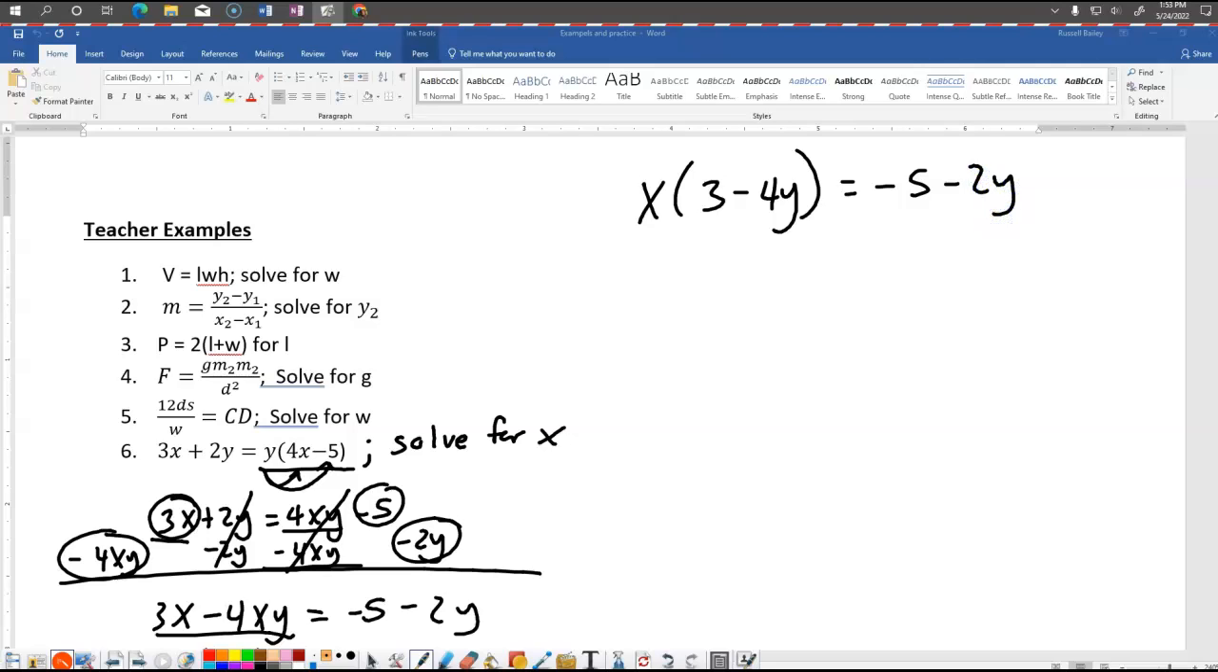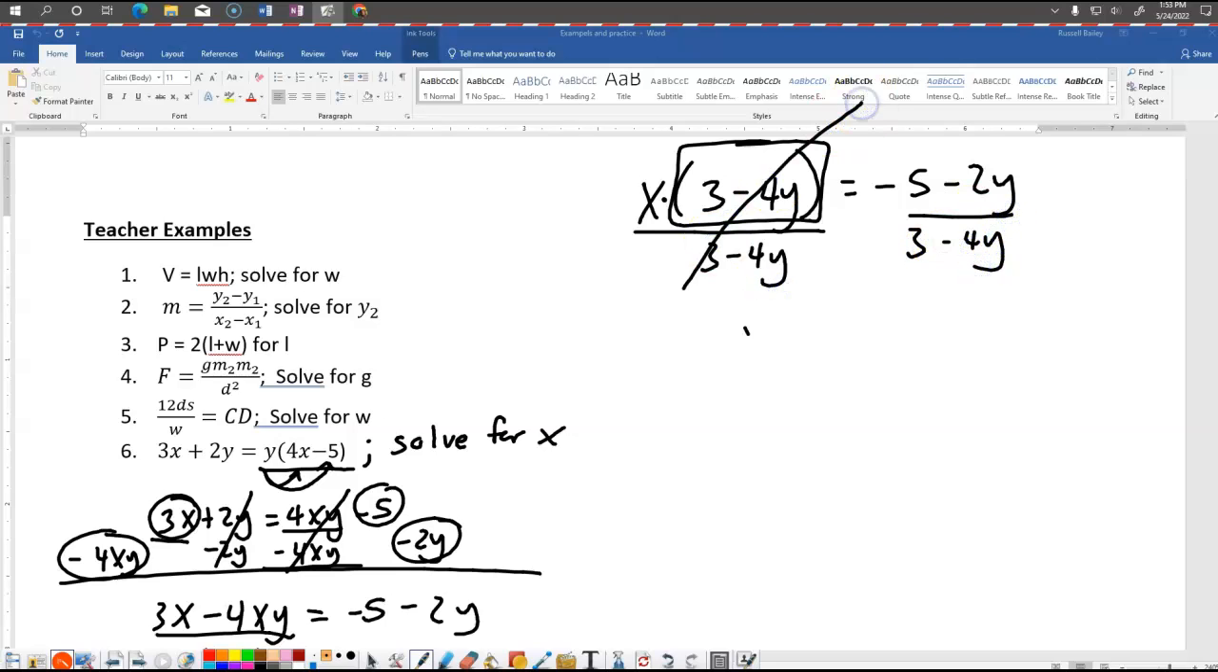And then the last thing I do to get the x by itself is this whole thing is multiplying the x, so to get rid of it, I would divide it out. And this would be my final answer.